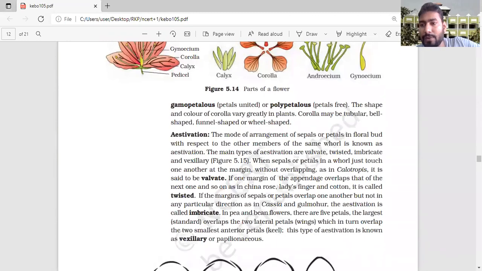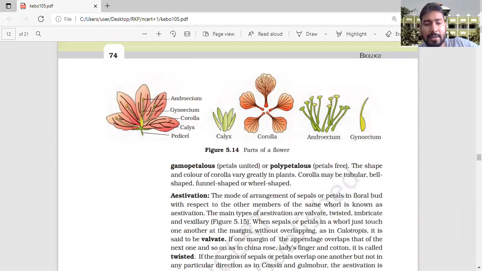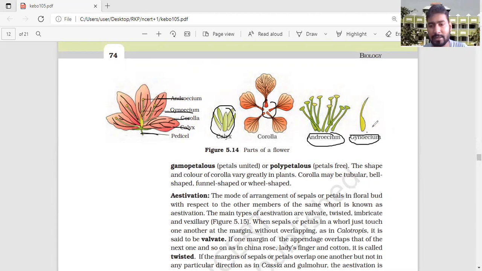Firstly you will see the figure, then I will discuss. This is the flower: androecium, gynoecium, corolla, calyx, and pedicel. This is the calyx, green color, 5 in number. Corolla is also 5 in number. This is the androecium, and this is the gynoecium. Clear? Gamopetalous, similar to the calyx, means petals united.